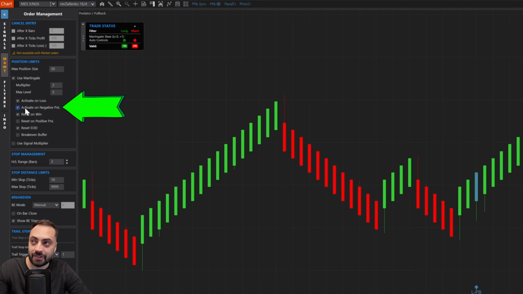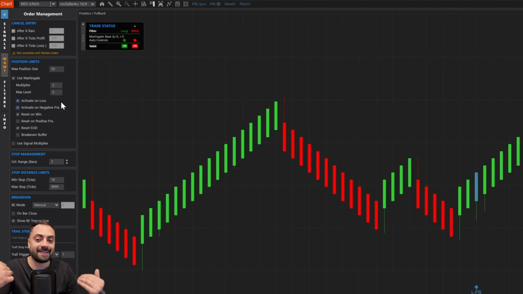Now, if we were to click on activate on negative P&L, that means anytime you have a losing trade while your daily P&L is in the red, then it's going to activate the Martingale. If you have a loser while your P&L is still in the green, it's not going to double that position size. Now, very, very important, all of these statements are or statements. So that means it's going to activate on loss or activate on loss with a negative P&L. So if you want one or the other, just unselect the other option. Otherwise, it's going to activate on whichever one it detects first.